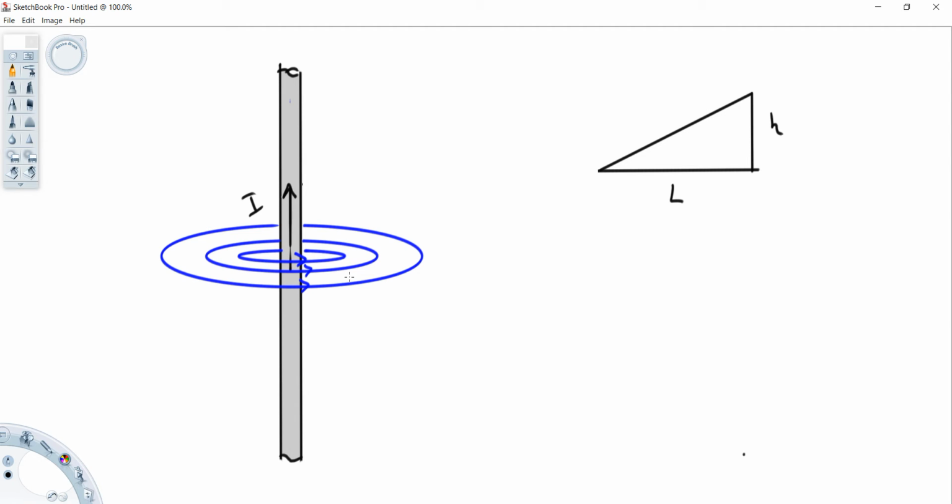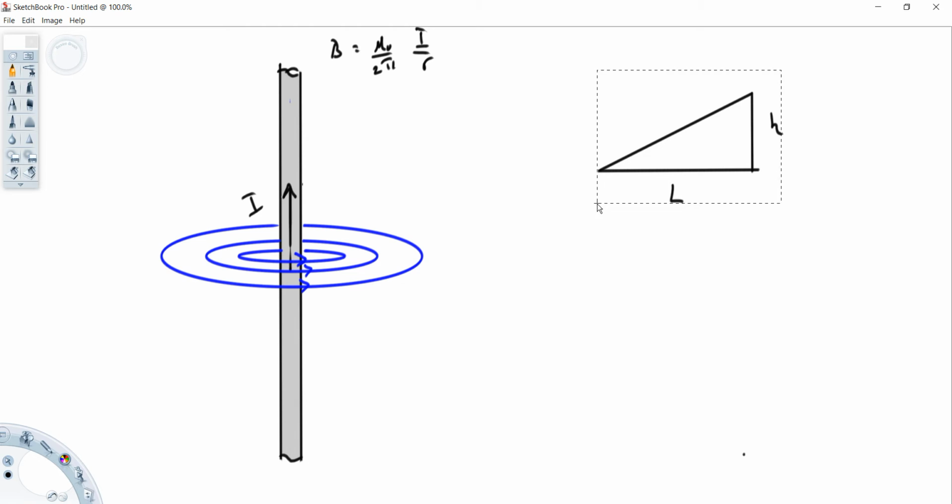Another important fact: the field around a long straight wire is mu sub O over 2 pi, I over r. The big thing here is this over r. As we get further and further from the wire, the magnetic field falls off in strength. That's going to be an important fact for this problem.